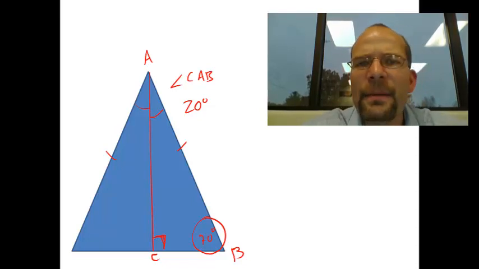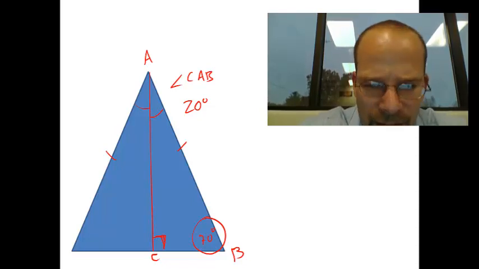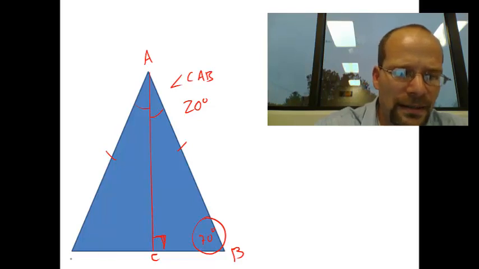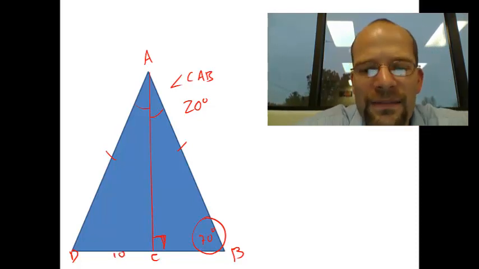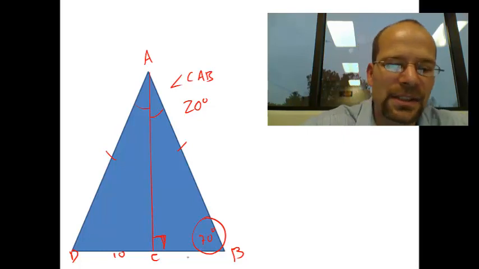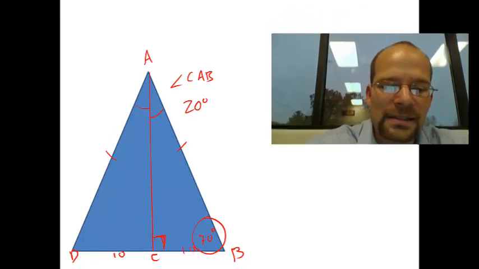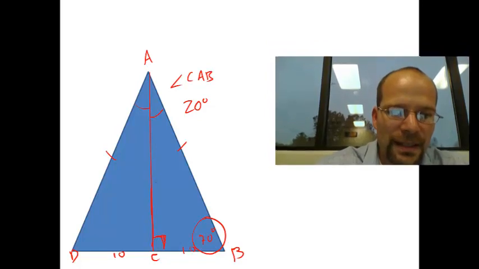Another type of problem we might see in applying that third theorem is that perhaps we know that this segment DC is equal to 10 units. And maybe we're asked the question, well, what's the length of segment BC? Oh, it must be 10 units as well, because this is the perpendicular bisector of the base.